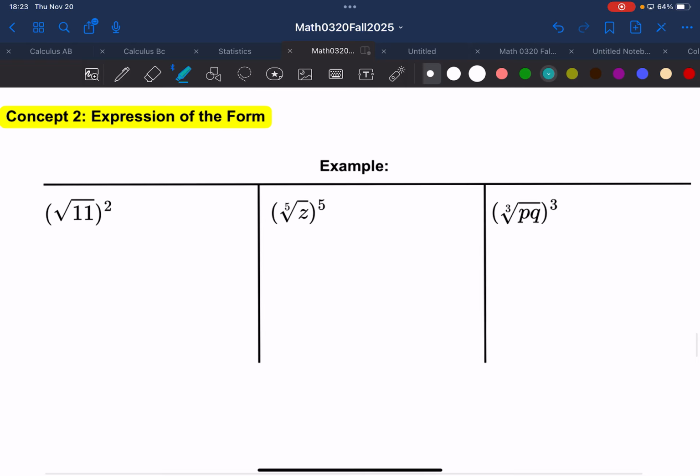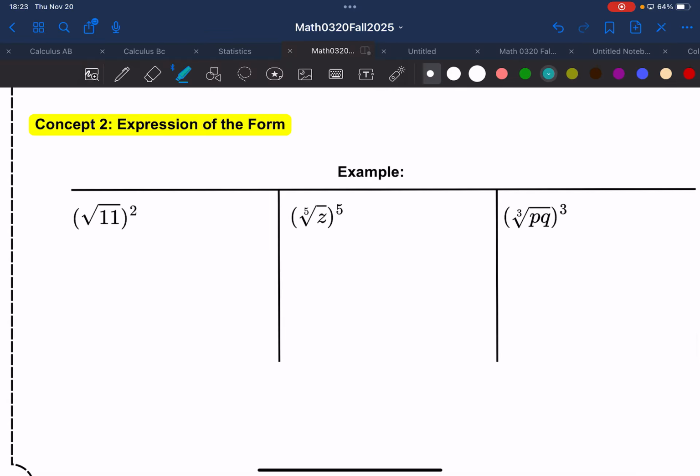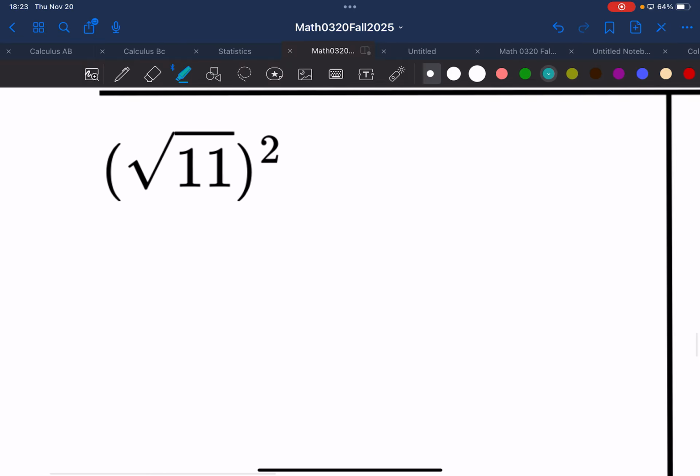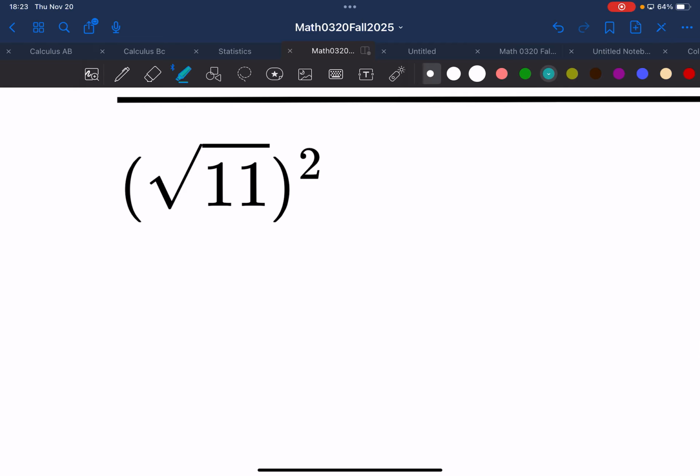Okay, so the next concept we kind of already mentioned, and that is if we have an nth root that is going to be raised to the same exponent, we know that the radical and the exponent are going to what? Cancel. So this is the same as saying the nth root of 2 raised to the nth power. These cancel, which means our answer is 11.